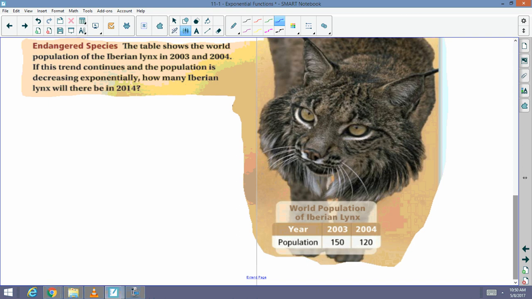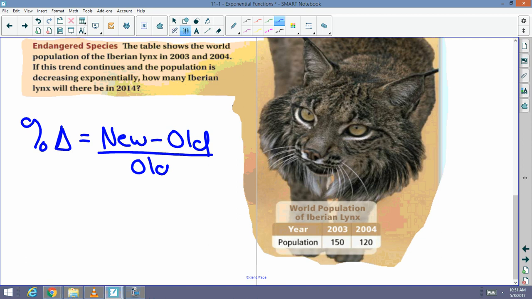Okay, good job, guys. Yeah, whoever said a percent change formula. Yes, exactly. It's new minus old divided by old, and yes, exactly, times 100. Right, because I got to make it a percent.